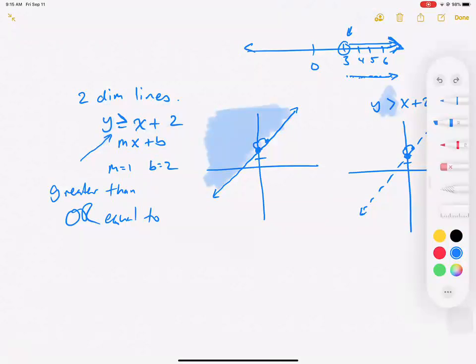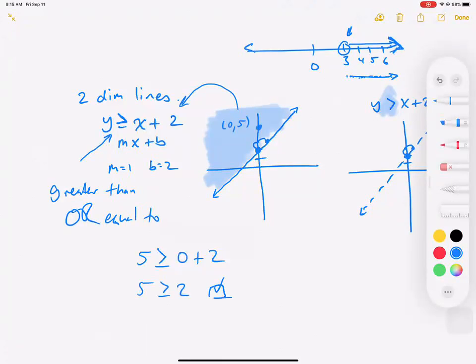Let's verify this. Let's pick a point. I'll pick an easy point. X is 0. Y is 5. Right? That's a point in the shaded area. 0, 5. Would this point be a true statement for our line equation there? So y is 5 and x is 0. Is this still a true statement? Is 5 greater than or equal to 2? Yeah, that is totally true.